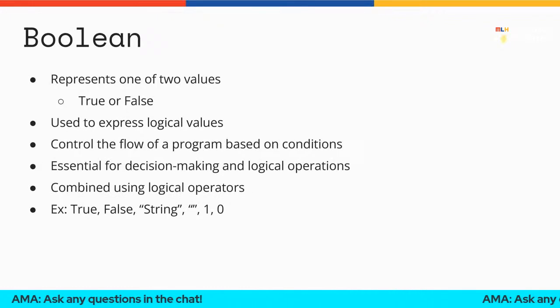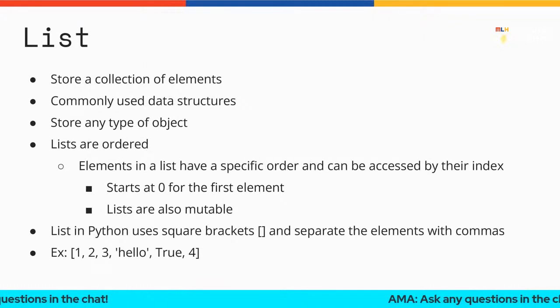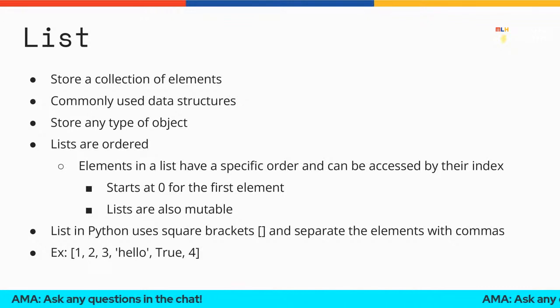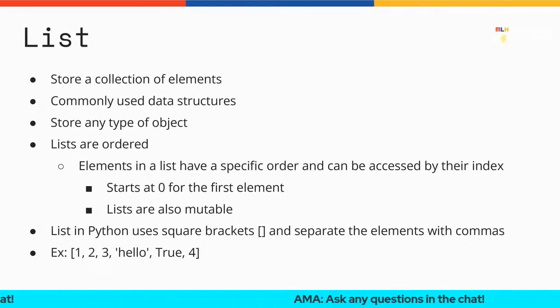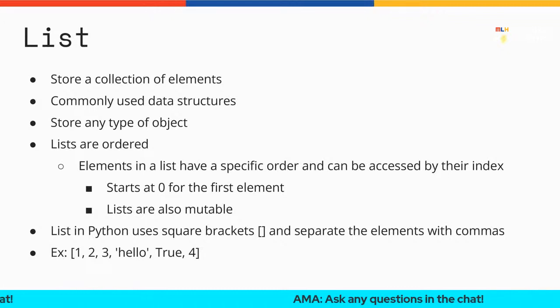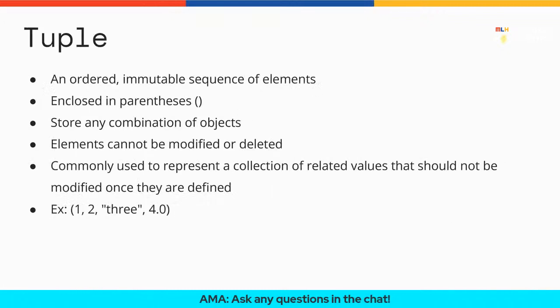Okay, so Boolean, we talked about how it's true and false values and all that fun stuff. And then we did talk about lists, right? It stores a collection of elements. It is generally ordered, which means you can have duplicates in a list, and the first element of a list is at zero, and you can move throughout the list by telling it what order it is at. It is declared in Python by square brackets, and you separate each element with commas.